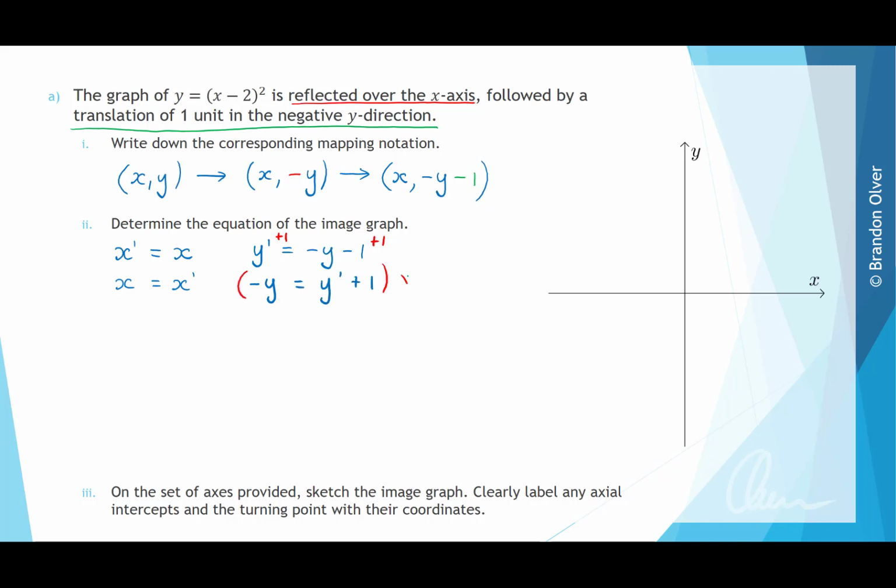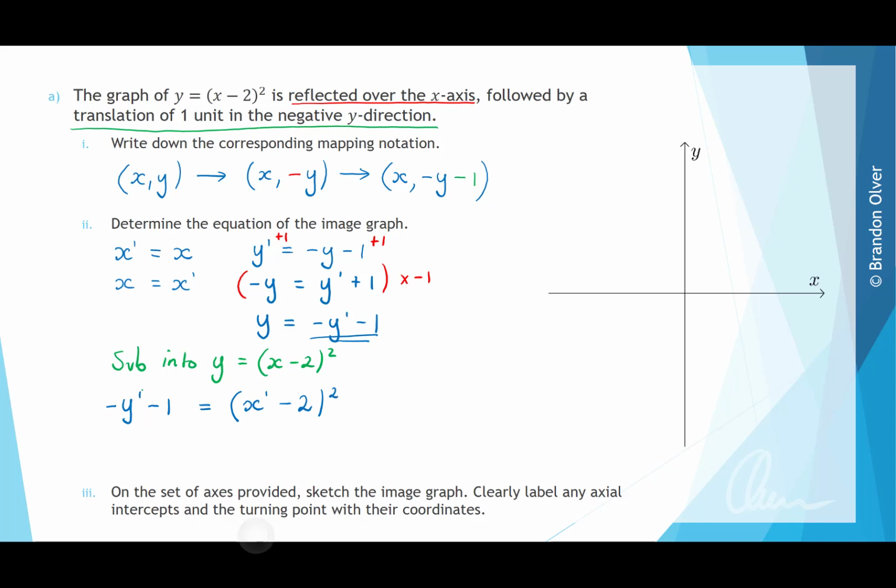And then multiplying both sides of the equation by −1, we will find y by itself, and that will give y is equal to −y' − 1. So next we use this information and we sub it into our original graph, which was y is equal to (x − 2)². So wherever there is a y value, we replace it with this expression here. So we're going to find that this is −y' − 1 is equal to, and then we have our right hand side, and wherever there's an x, I replace that with just x'. So it's (x' − 2)².